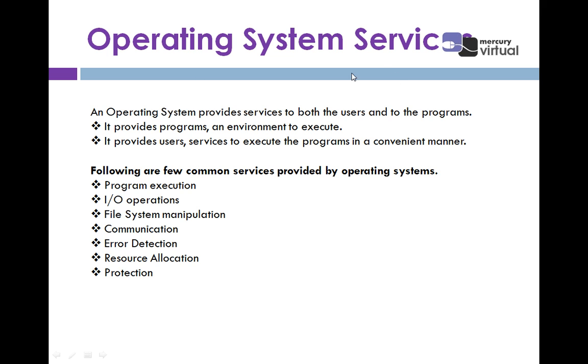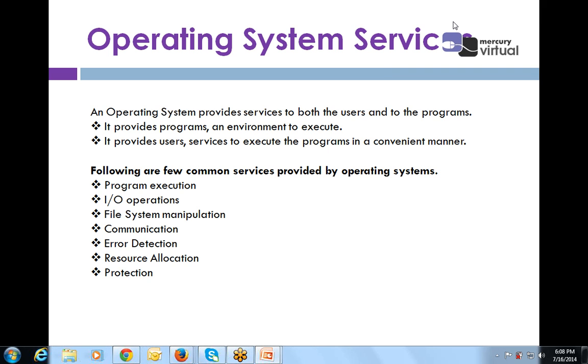Okay. So the main topic is operating system services. Means what are the services provided by the operating system? Like every unit, every function provides services, in the same way the operating system also provides some services. This line says an operating system provides services to both the users and to the programs. Means the OS provides services to the end users like you and me, or to programs like Word, Excel, PowerPoint.